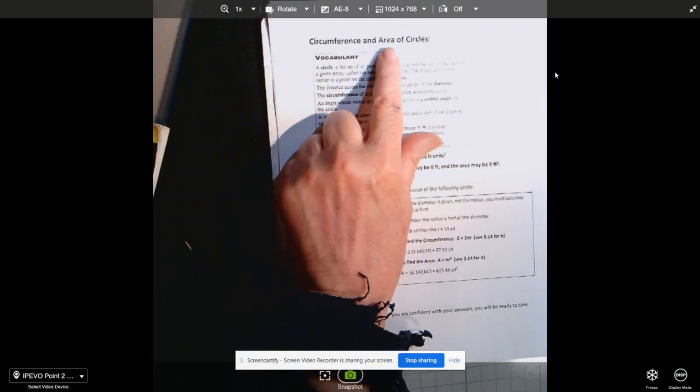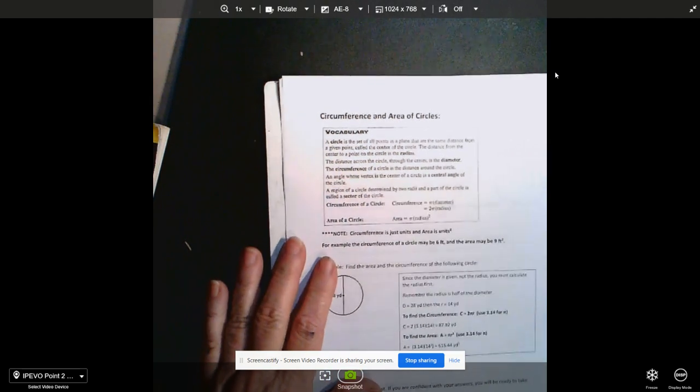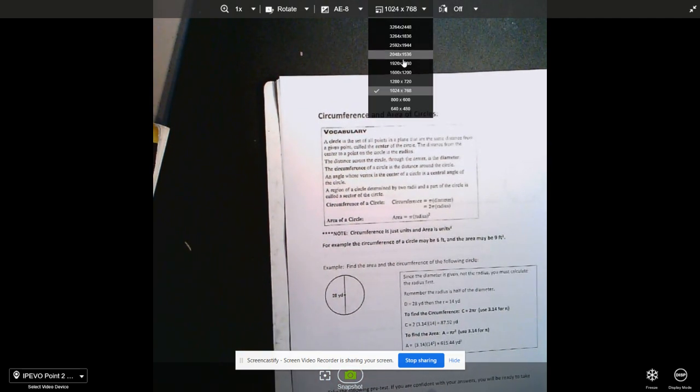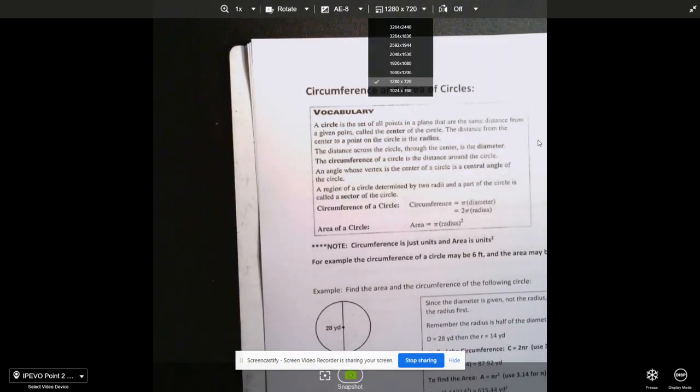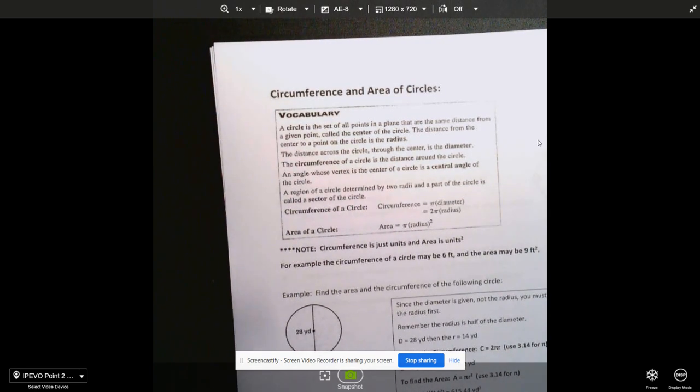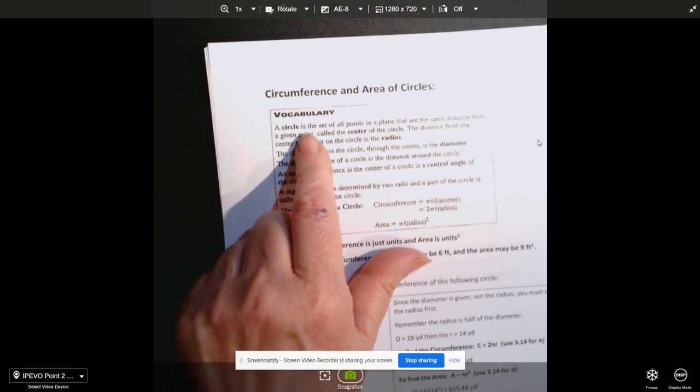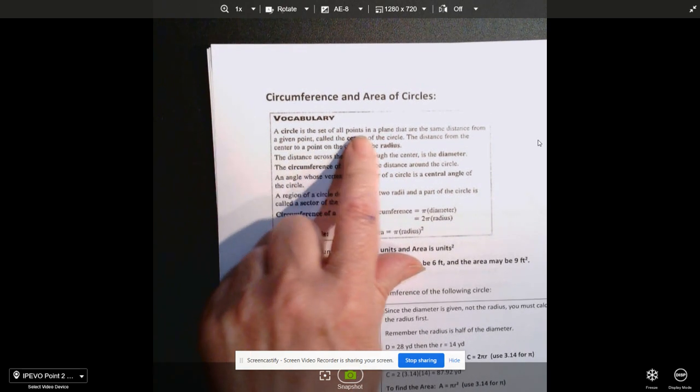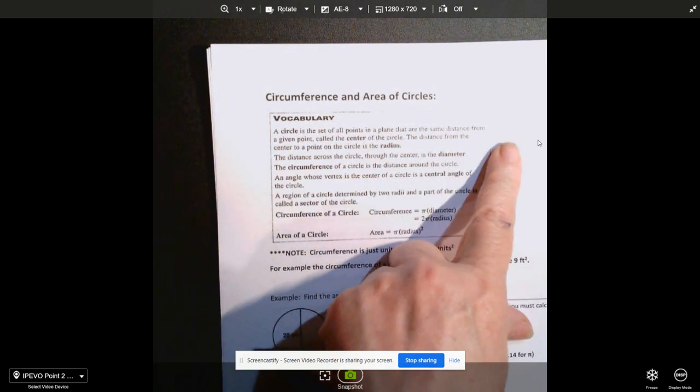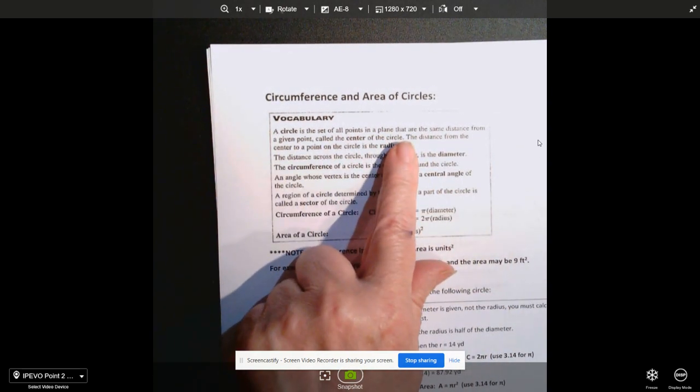So the last thing we have to talk about in this unit is circumference and area of circles. And once again, there are some definitions. Let me see if I can get a little closer here. All right. So you basically know what a circle is, but the definition is the set of all points in a plane that are the same distance from a given point called the center of the circle.